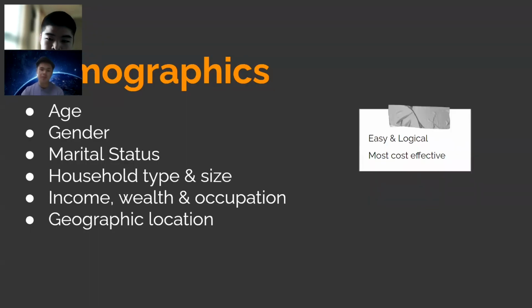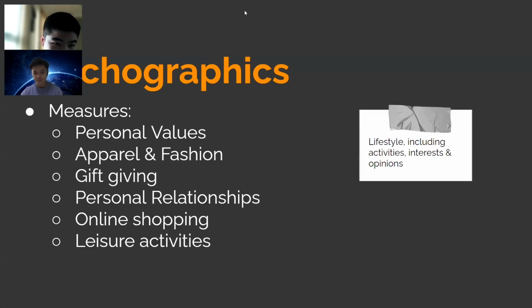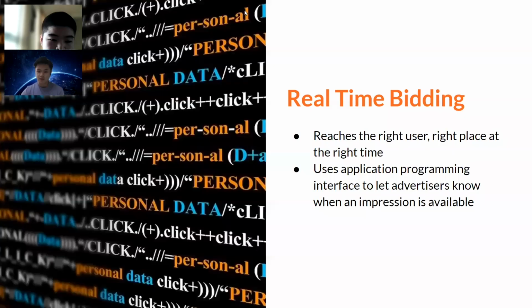The most simple segmentation for the market is demographics. Of course there's age, gender, marital status, household type and size. The next three are incorporated because they are income, wealth, and occupation. And of course their geographic location. This is the most simple one and the most logical one, and it's also the most cost effective. The next one is psychographics, which includes their lifestyle, including activities, interests, and opinions.